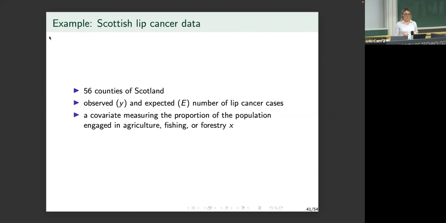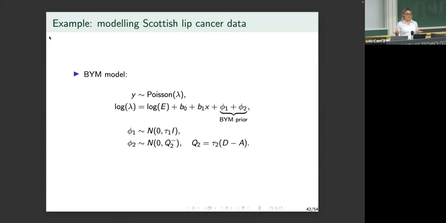We're given the expected number of cases and also a covariate which characterizes exposure to sun acquired via activities performed in agriculture, fishing, or forestry. So the assumption here is that the more time you spend in the sun, the higher your risk of cancer. That is the model. What we want to look at is the linear predictor. As always, it consists of two parts, the fixed effects and spatial random effects. The spatial random effect here is the BYM prior, the Besag-York-Mollié model. It consists of two parts. Phi 1 characterizes the independent variation in each county, and Phi 2 characterizes variation due to being neighbors with some other counties.